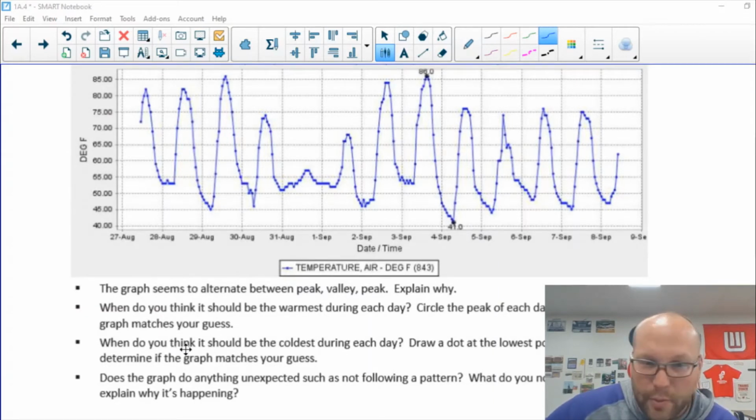We talked about the coldest times of the day, where are those occurring? So again, all of those peaks and valleys, we talked about the maximum temperatures, we've got those minimum temperatures, all of those things, we can explain why those occur where they do.